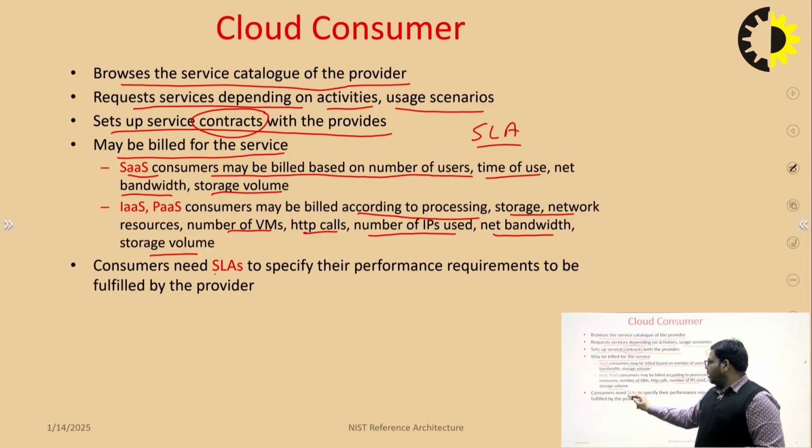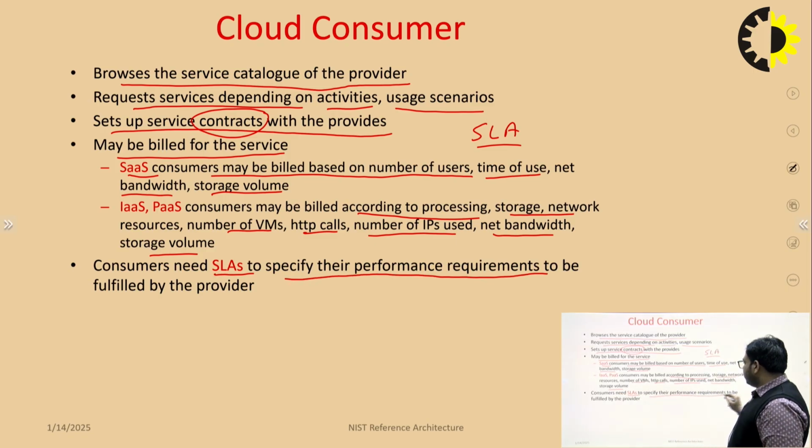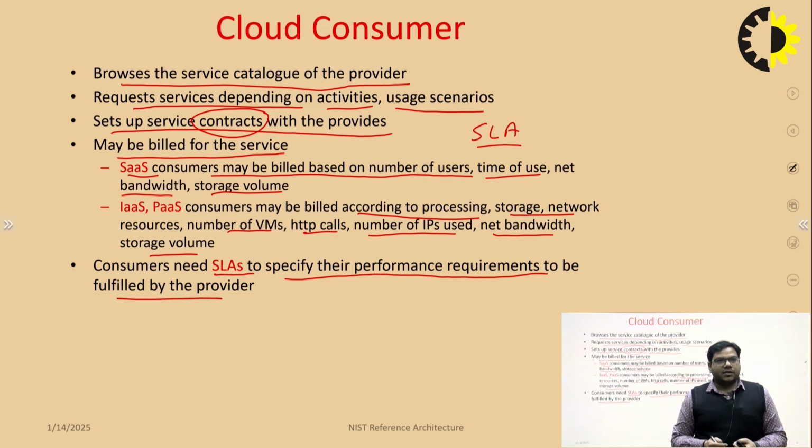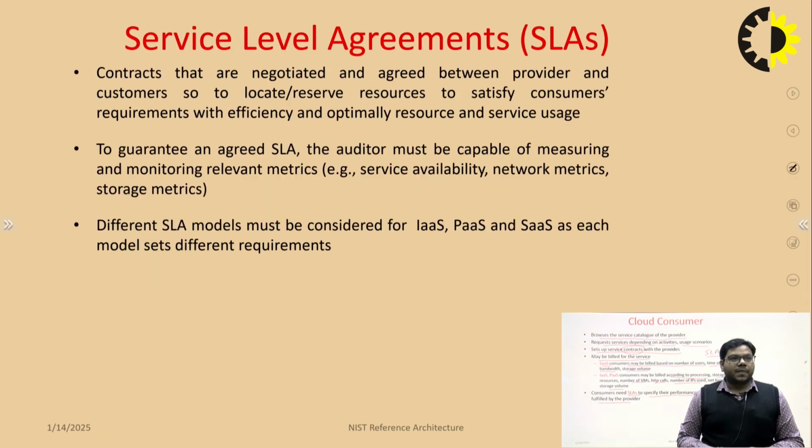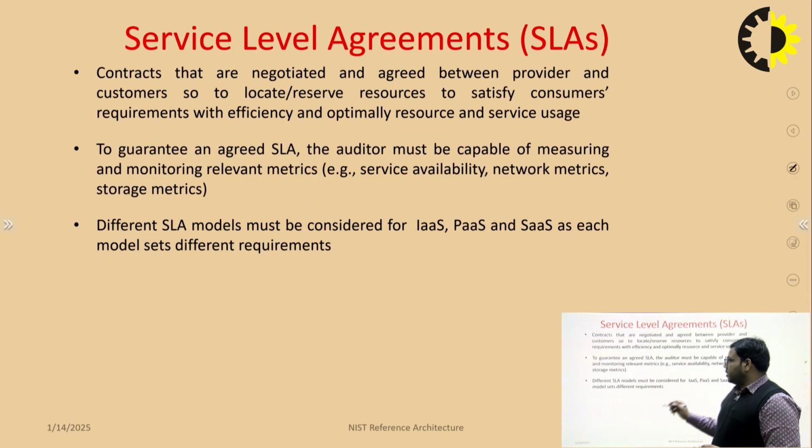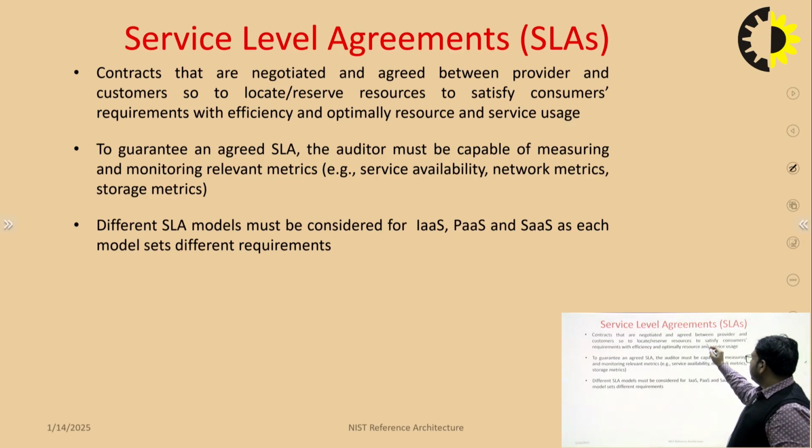So consumers need SLAs to specify their performance requirements to be fulfilled by the provider. It may be from any side, like any consumer can ask for the SLA document, or maybe the cloud service provider may provide their SLA list. Generally, they used to be fixed from the cloud service provider side. So they can go through the various terms and conditions defined under this agreement. So we can define SLA as a service level agreement, which is a contract between the provider and the cloud service consumer.